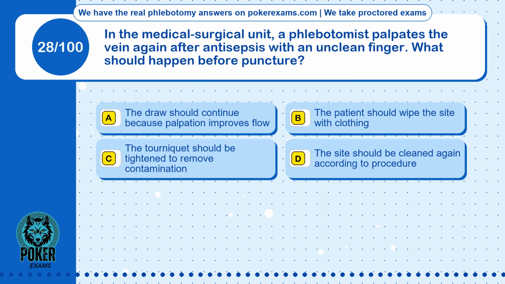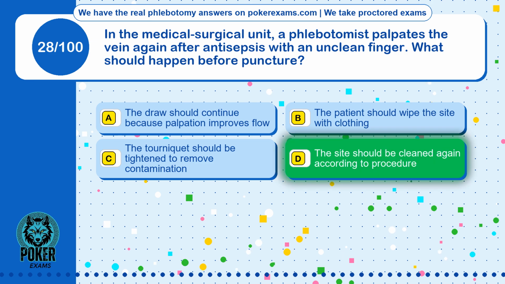Question 28. In the medical surgical unit, a phlebotomist palpates the vein again after antisepsis with an unclean finger. What should happen before puncture? Option A. The draw should continue because palpation improves flow. Option B. The patient should wipe the site with clothing. Option C. The tourniquet should be tightened to remove contamination. Option D. The site should be cleaned again according to procedure.